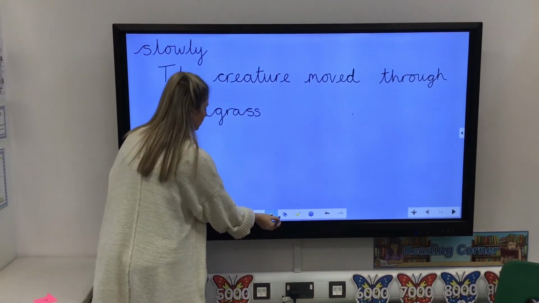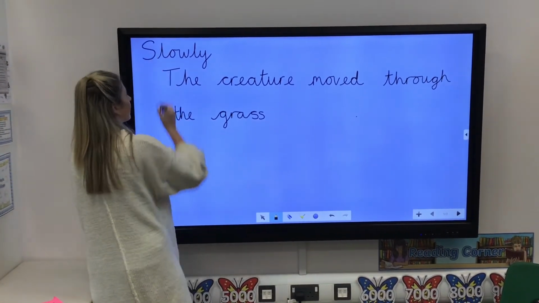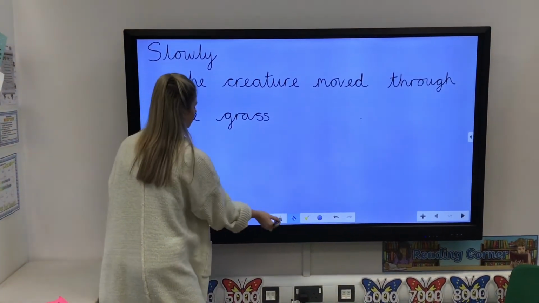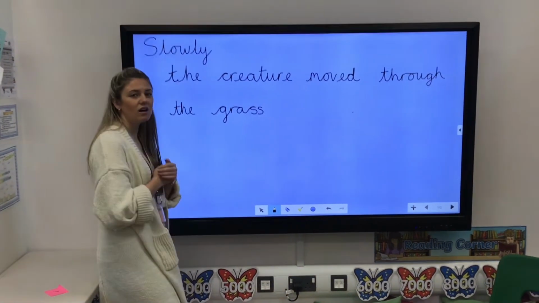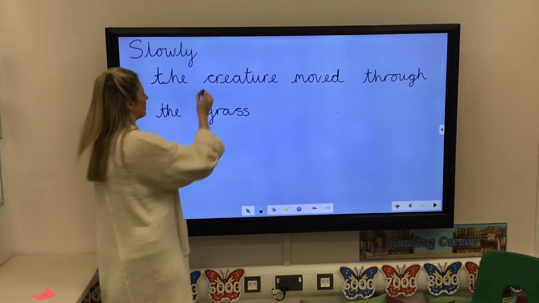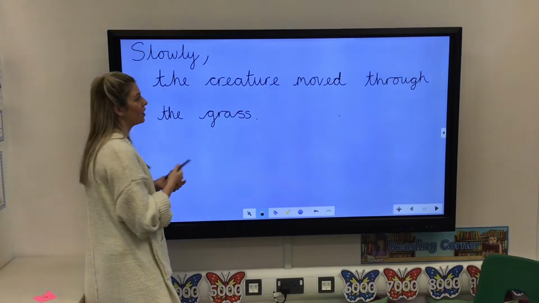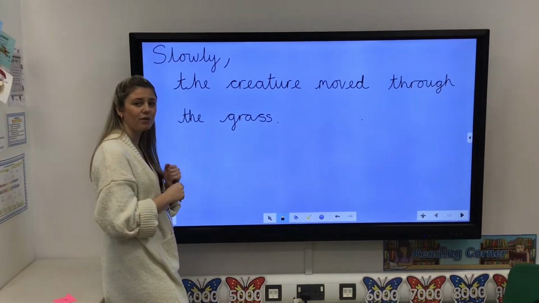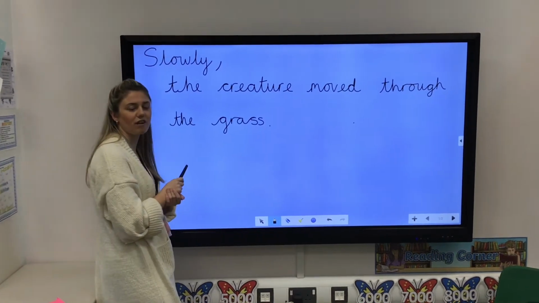So you need to turn the beginning into a capital letter. Take away my capital letter there, that's now not the beginning of my sentence. And what punctuation comes after our fronted adverbial? That's right, it's a comma. So we have changed our full stop there. The fronted adverbial is at the beginning and it shows us how the creature moved. So our new sentence is: slowly, the creature moved through the grass.